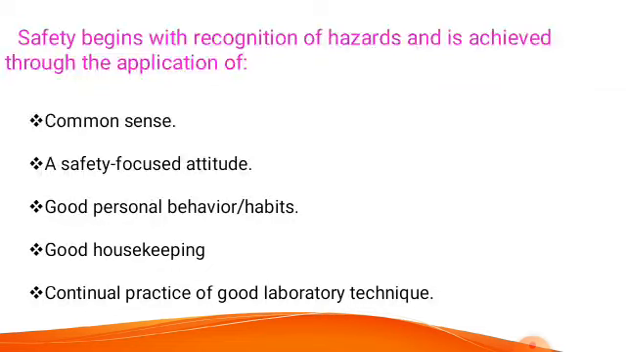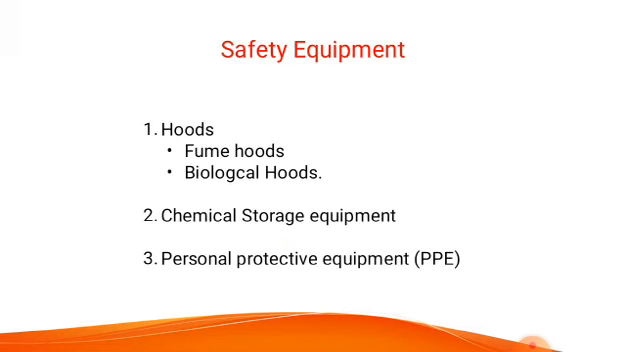Basically, safety begins with the recognition of hazards and is achieved through the application of common sense, a safety focused attitude, good personal behavior or habits, good housekeeping, and continual practice of good laboratory technique. These are the safety equipment. Generally, there are three types: first hoods, second chemical storage equipment, third personal protective equipment.